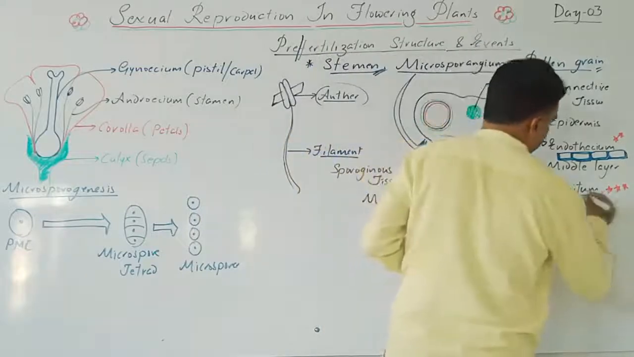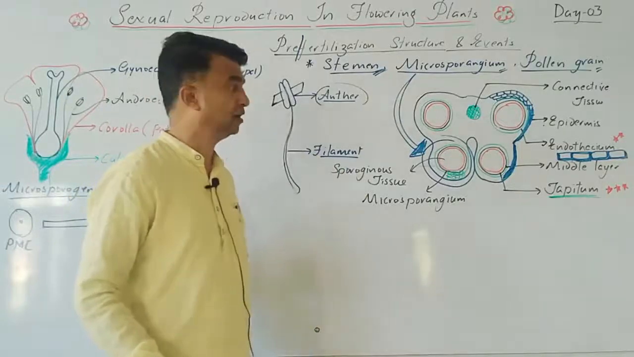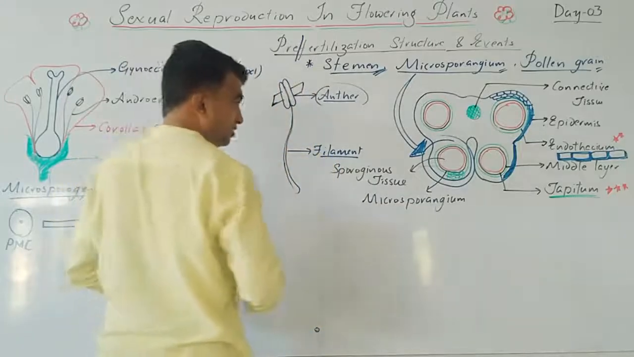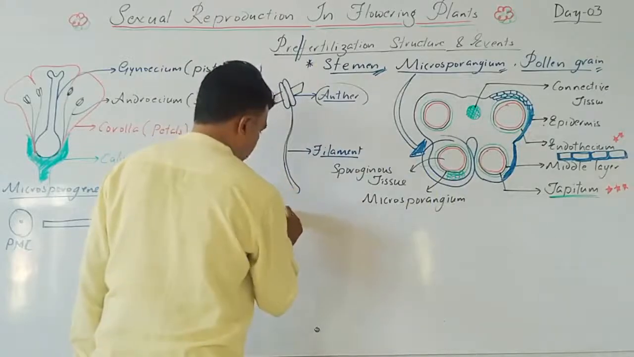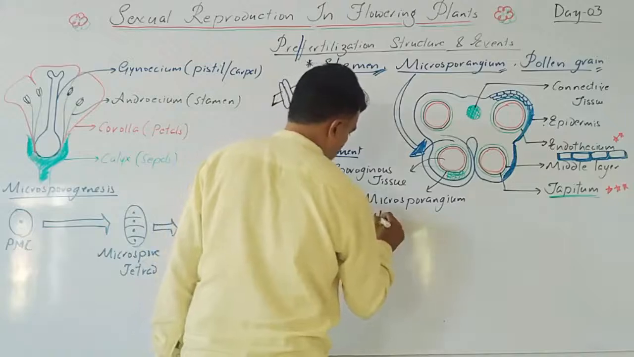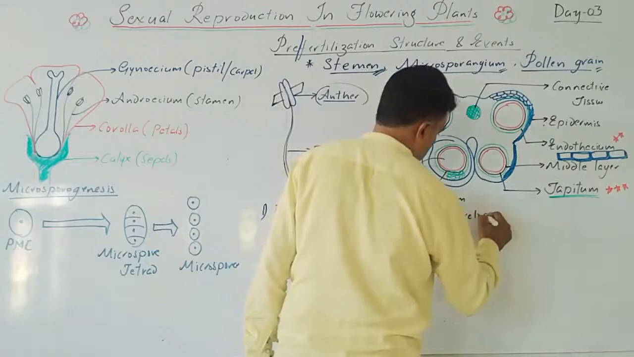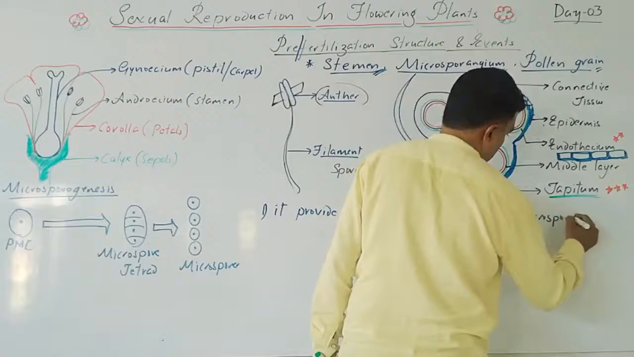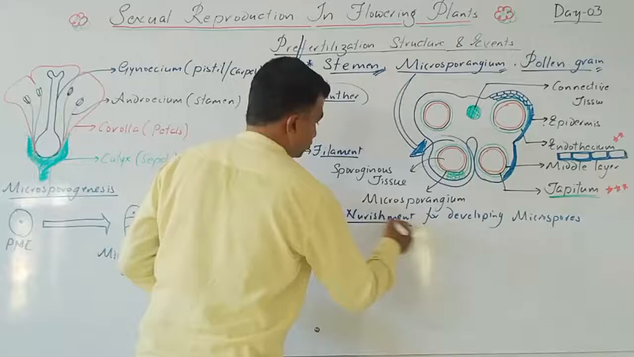The tapetum is the most important layer. In the last class and the first video we covered this, and now we will cover the tapetum functions. The first function, according to the NCERT textbook, is that it provides nourishment for the developing microspores. This is the first function.